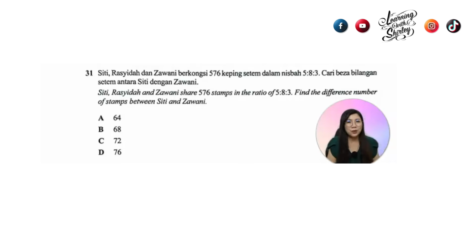In today's video, we're going to discuss question 31 until 40, Perak trial paper, paper 1. Let's look at question number 31. Okay, 𝗬𝗐, Rashida and 𝗬𝗏 share 576 stamps. So this is the total in the ratio of 5 to 8 to 3. So find the difference number of stamps between 𝗬𝗐 and 𝗬𝗏.